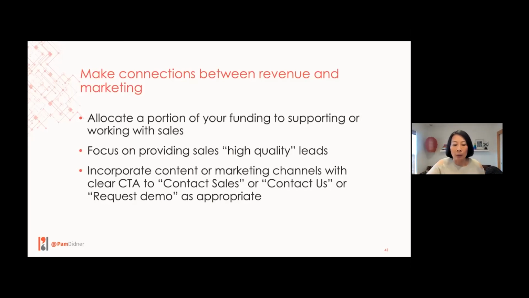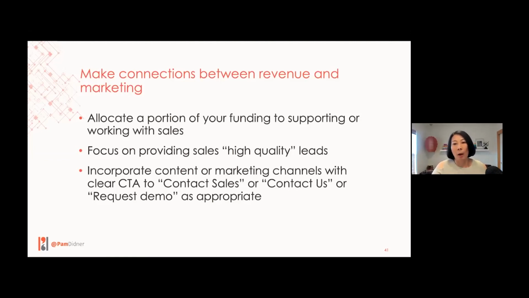Another thing is when you do content marketing or you are using certain marketing channels, make sure you have very clear calls to action: contact sales, contact us, request demos as appropriate. Don't do that every single time, that's not my point. But when you write a copy, it makes sense to say contact sales, contact us, okay?